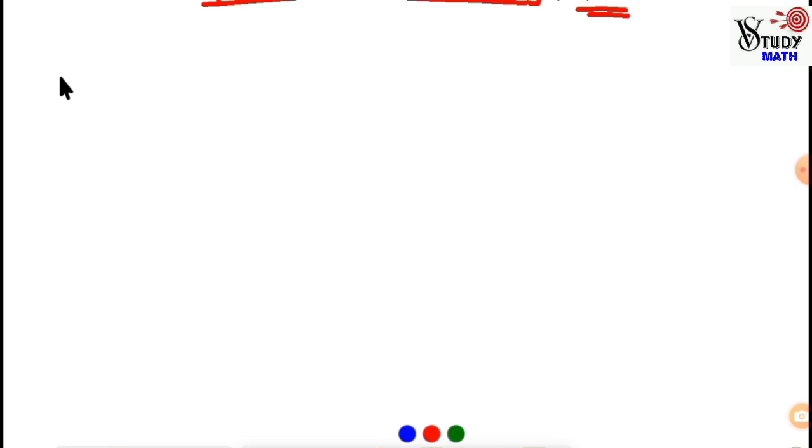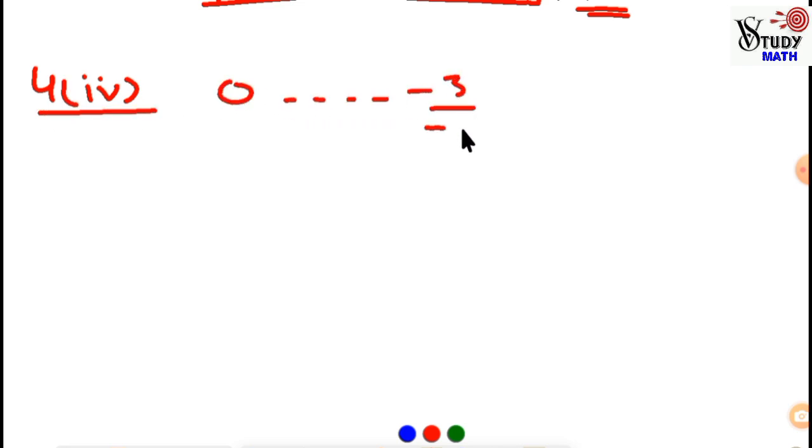Question number 4, problem number 4. Given here: 0 ... negative 3 by negative 8. So let's solve this one. This is a very easy question. 0, and the second number will become 3 by 8.